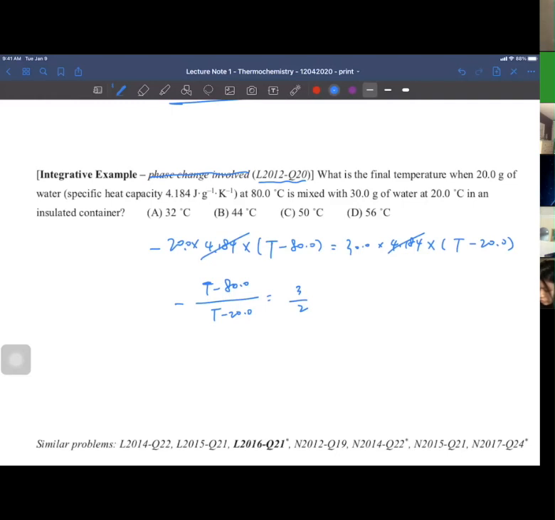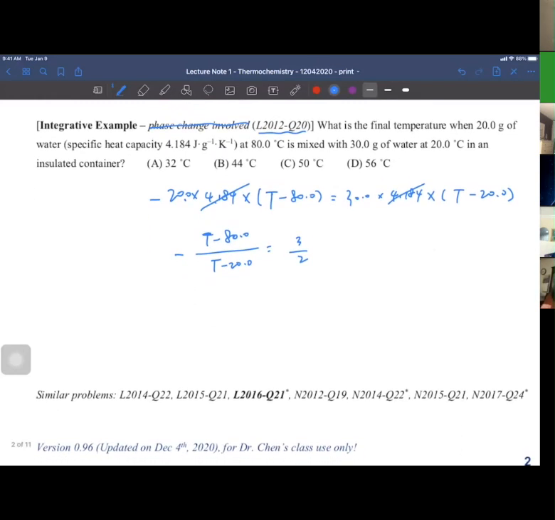Yeah, feel free to use your calculator. If you finish, you can search in Google by yourself to find this question to practice. Local 2016, question number 21.